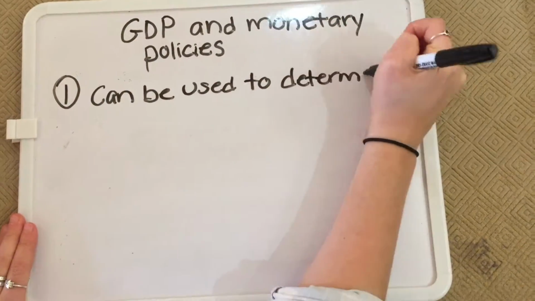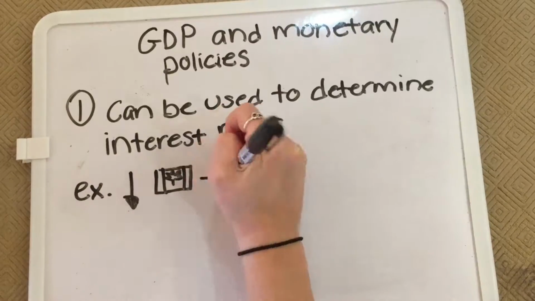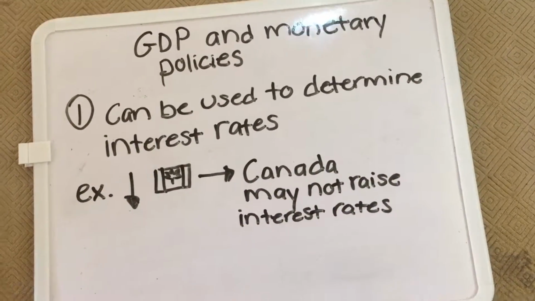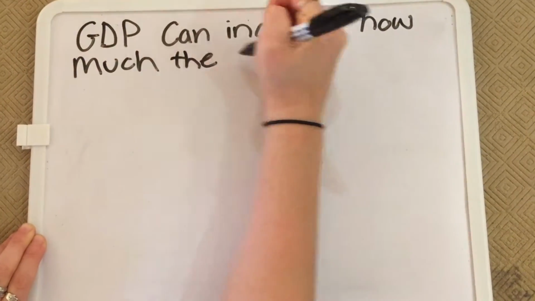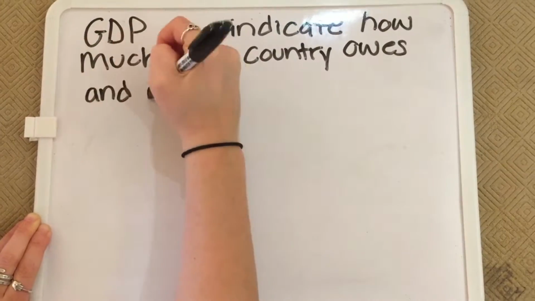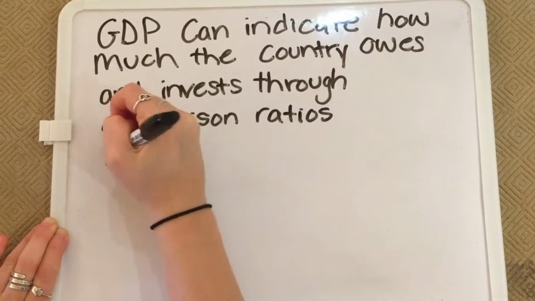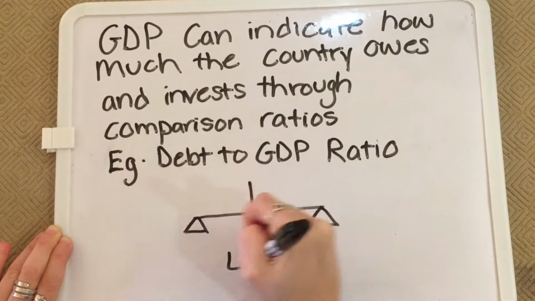GDP can be used to determine interest rates. For example, if Canada's GDP is declining, then they may not raise interest rates as it would hurt the recovering process. GDP can be used for many purposes as it can indicate how much the country owes and invests throughout comparison ratios. For example, debt to GDP ratio measures a country's cumulative debt to total GDP, indicating if the economy produces and sells enough goods to pay back the debt.